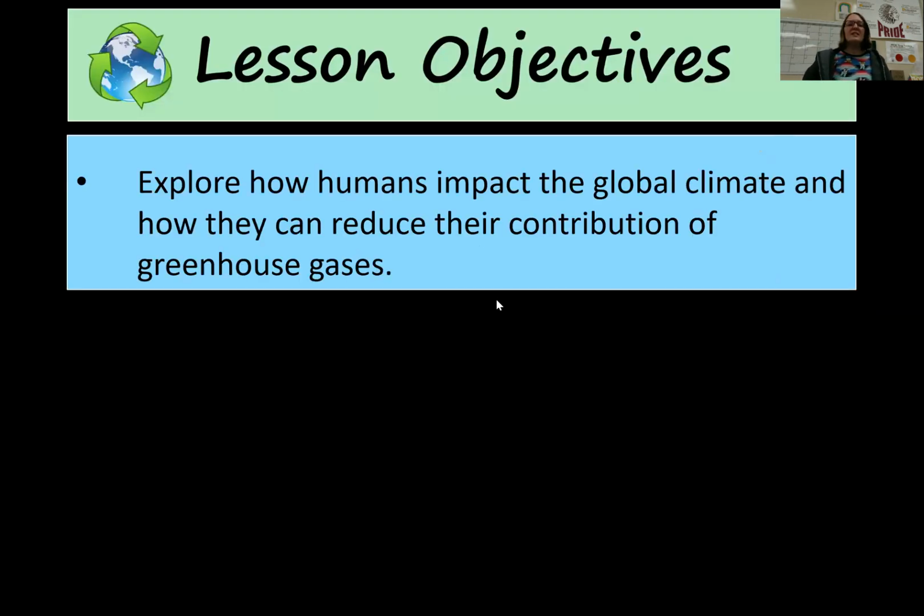So our objective today is to explore how humans impact the global climate and how they can reduce their contribution of greenhouse gases.